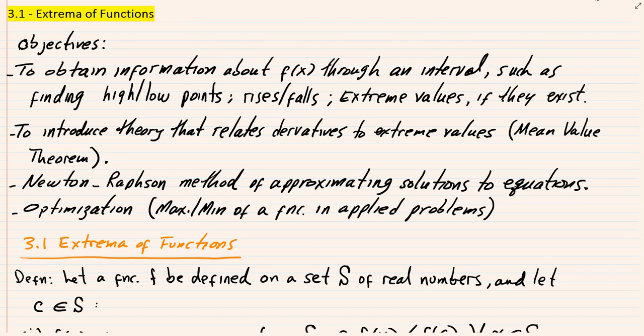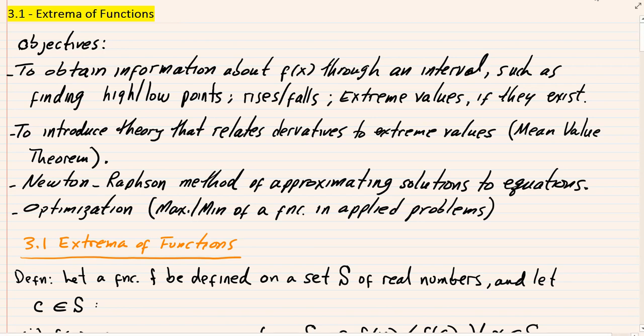Okay, and near the end of chapter 3, we're going to take a look at these other 2 items. One is called the Newton-Raphson method for approximating zeros of a function, that are solutions to equations. And near the end again, we're going to take on the topic of optimization. And by that, again, we mean the maximum or the minimum value of a function in an applied problem. So that's going to be the agenda for the entire chapter. So in section 3.1, let's talk about what we mean by extrema of functions and how to actually obtain them.